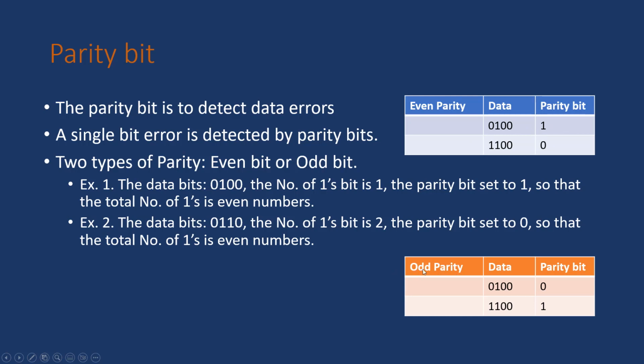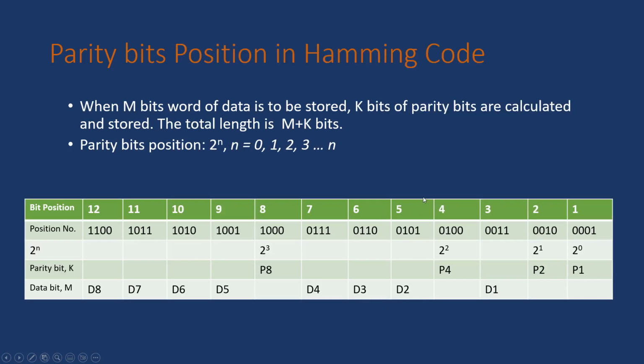It is the same thing for odd parity. If the data has only one 1, we put 0 as the parity bit to keep it odd. In this example, there are two 1 bits in the data, and then we set a 1 in the parity bit to make the total 3 bits, which is odd. Okay, this is the parity bit.